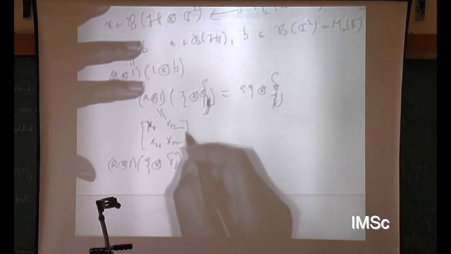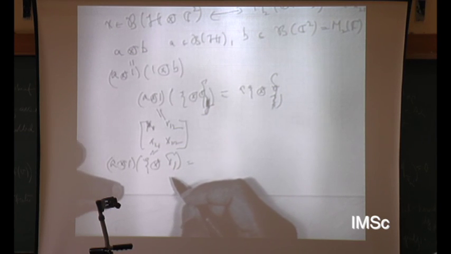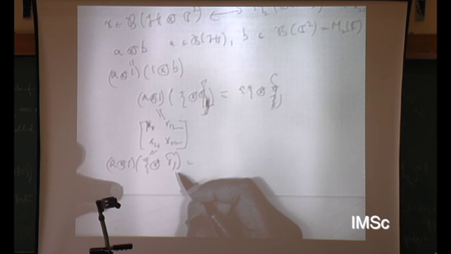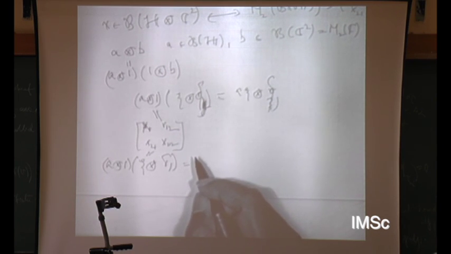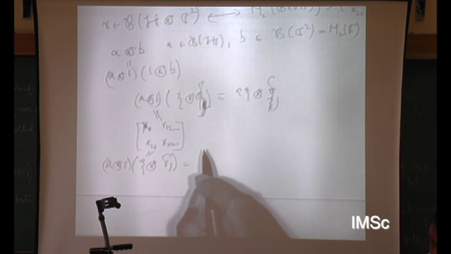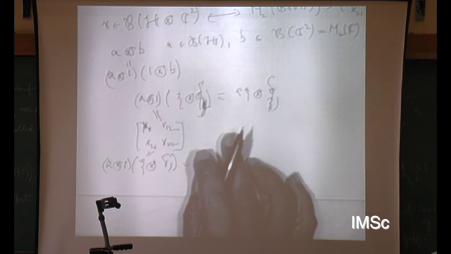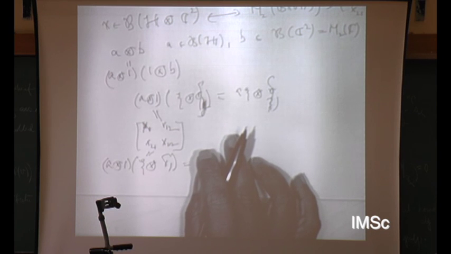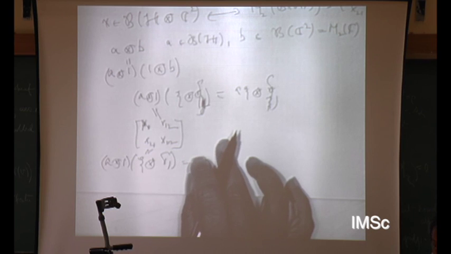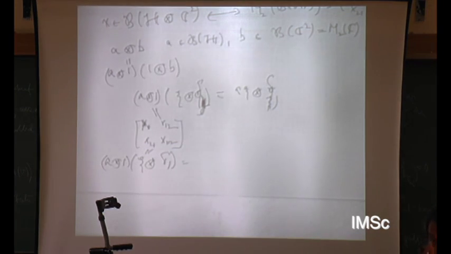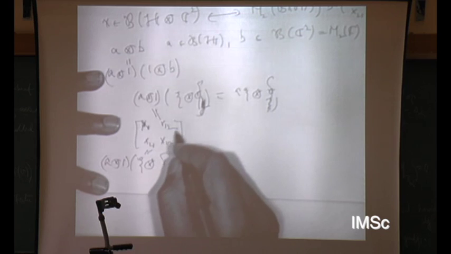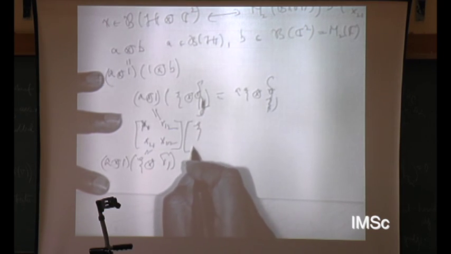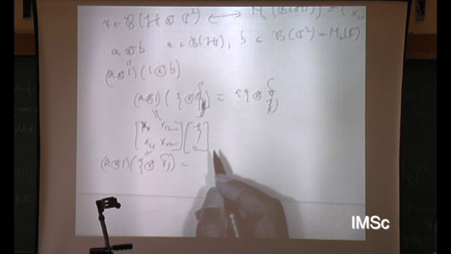What is it? It is this matrix acting on... How do you write xi tensor delta 1 as a column vector? Delta 1 is (1, 0). Xi tensor delta 1 is supposed to be an M2 cross 1 of H, a two-size column vector with entries coming from H. So what can xi tensor delta 1 possibly be? This will correspond to this acting on xi, 0. Right?